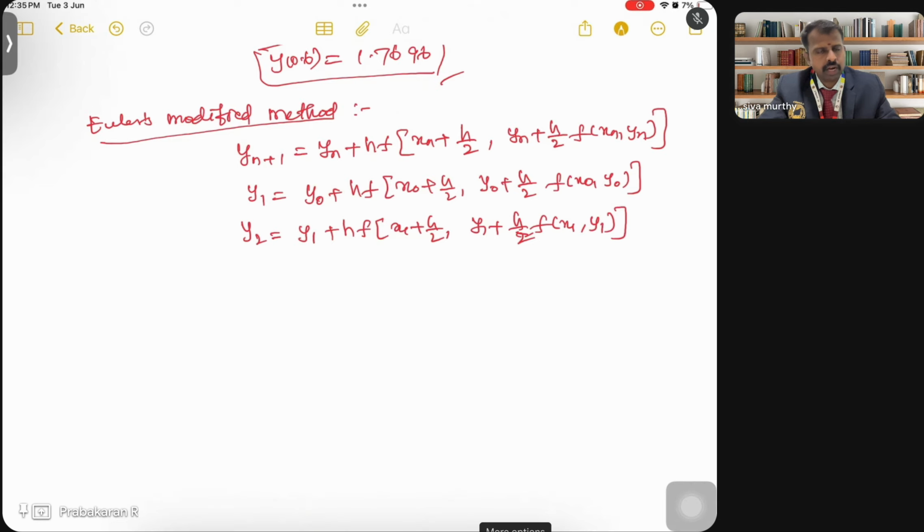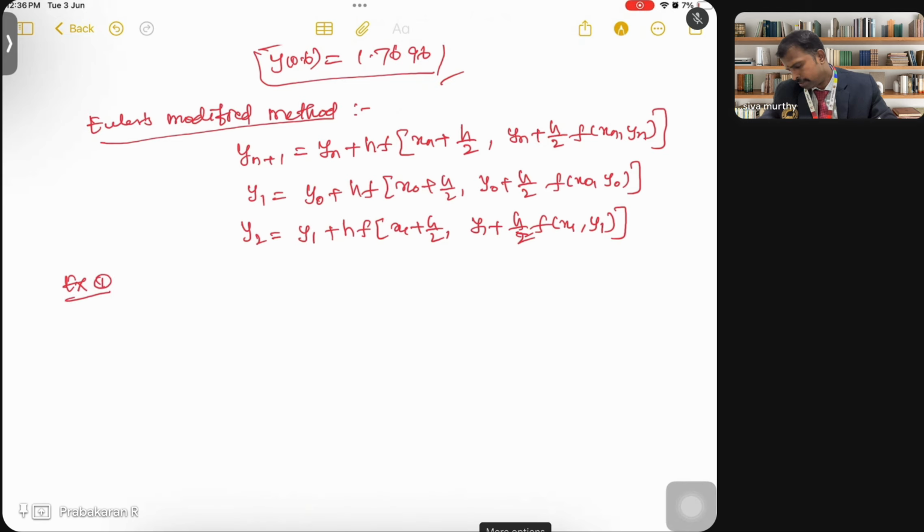This is a formula. These are all the formulas of the modified Euler's method, right? Now we will move to some examples of the modified Euler's method. We will do one problem to solve using the modified Euler's method. Example number 1 is a very simple problem.